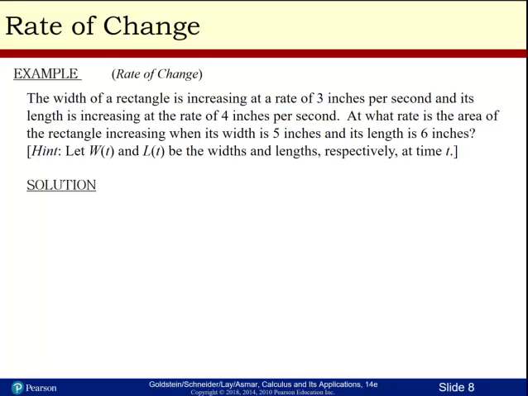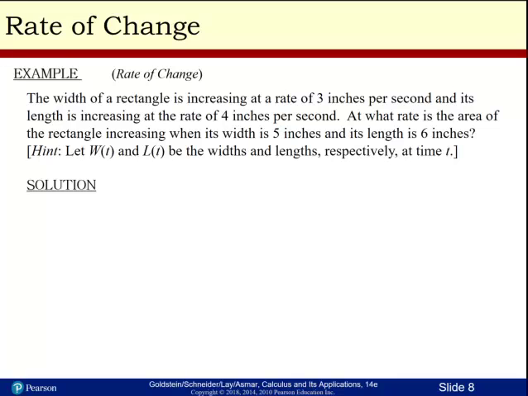Now the width of a rectangle is increasing at a rate of 3 inches per second. That's a rate, so we know that that's a derivative. And its length is increasing at the rate of 4 inches per second. That's another derivative. That's going to be L prime and W prime. At what rate is the area of the rectangle increasing when the width is 5 inches and the length is 6?